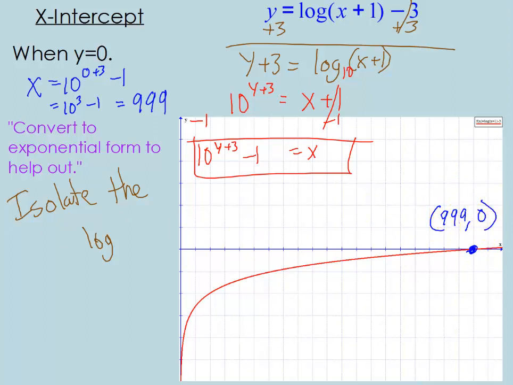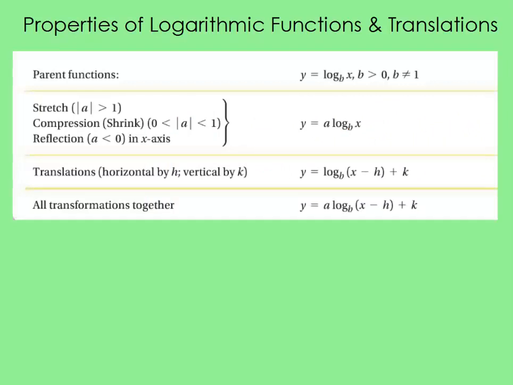All right. Some properties of log functions and translations. It follows a lot of the same stuff we've done before. That coefficient a will stretch and compress it. Translations, so the plus k value outside will do a vertical translation that goes up and down. If you have the inside of the log x, the minus h value, that's going to move it to the left and to the right. So all the transformations together, it's the same concepts that we've done before. h and k are horizontal and vertical translations, and a stretches and compresses.